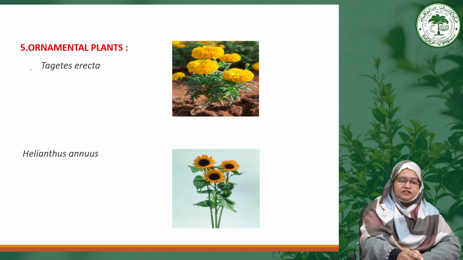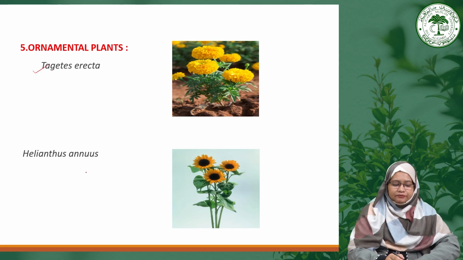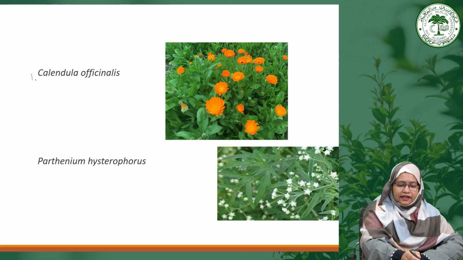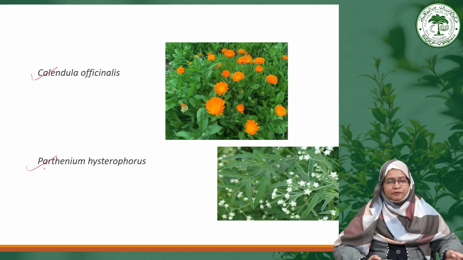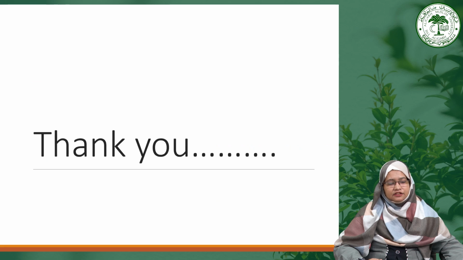Like this one is Tagetes erecta, that is Genda, that is Helianthus, the sunflower, then Calendula, then Parthenium hysterophorus. So this particular family produces a number of ornamental plants that grow especially in the winter, so that they give beautiful flowers during this period.